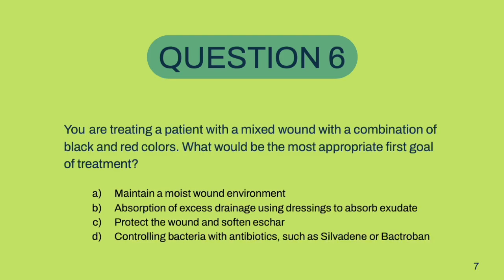Question 6. You are treating a patient with a mixed wound with a combination of black and red colors. What would be the most appropriate first goal of treatment? A. Maintain a moist wound environment. B. Absorption of excess drainage using dressings to absorb exudate. C. Protect the wound and soften eschar. D. Controlling bacteria with antibiotics such as Silvadene or Bactroban.